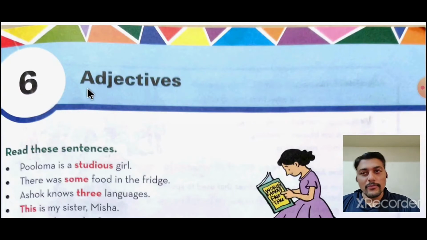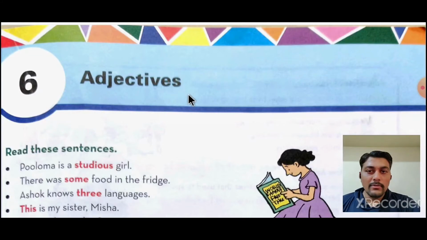Before we start chapter number 6, let's revise what we completed in the previous chapter. Do you remember the title of the previous chapter? Yes. The title of the previous chapter is Possessives, in which we learned the meaning and use of the apostrophe sign, and the letter S also, in singular nouns and plural nouns. Now today we will talk about a new chapter and a new topic called adjectives.